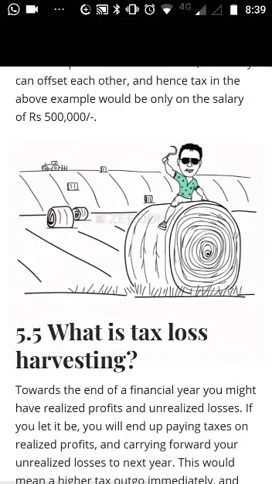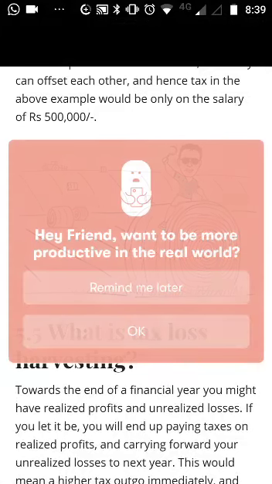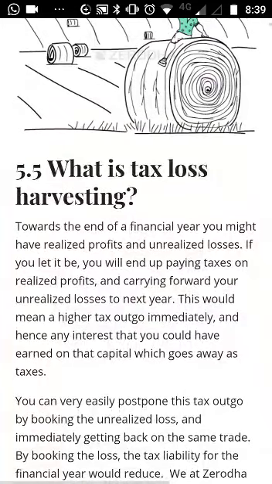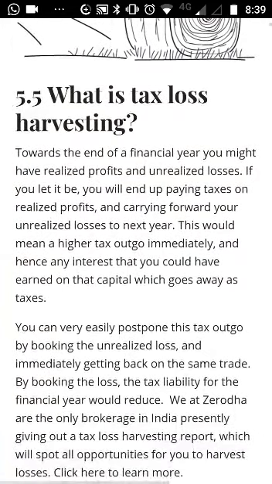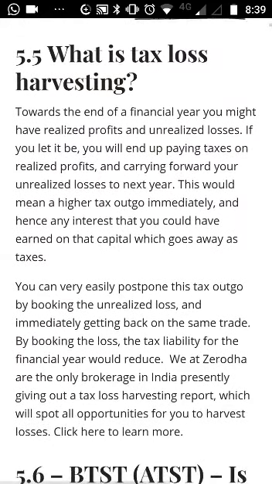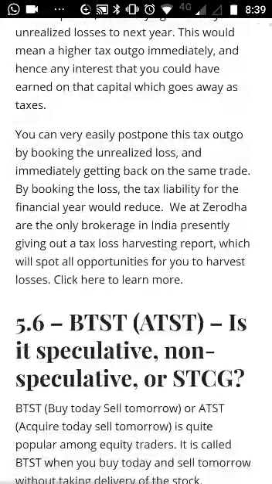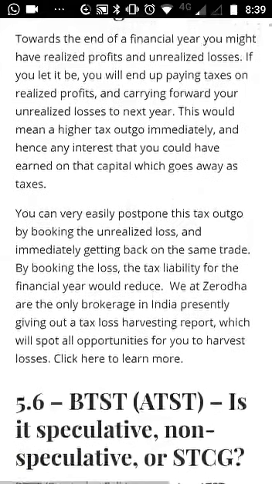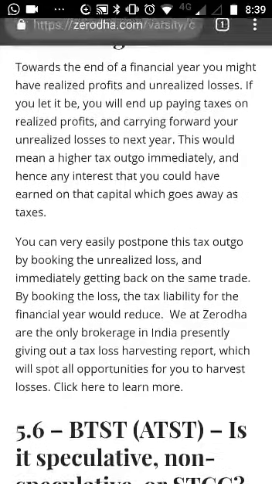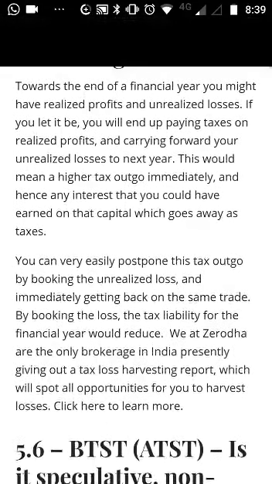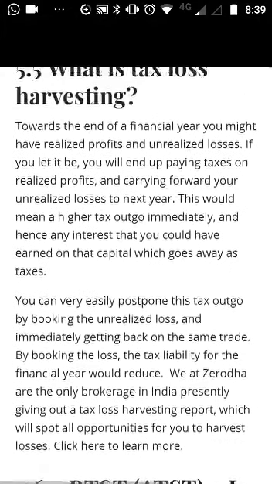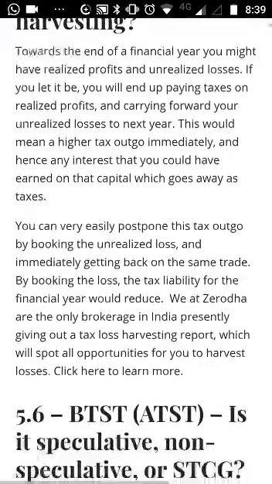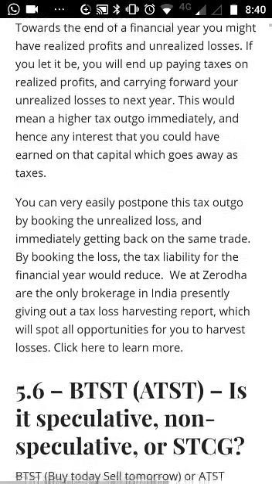Now, there are a few examples on tax loss harvesting. If you are just taking the profits and leaving unrealized losses, you will end up paying taxes on your realized profits and carrying forward your unrealized losses to next year. This would mean a higher tax outgo immediately, and hence the interest you could have earned on that capital goes away as taxes. You can very easily postpone this tax outgo by booking the unrealized loss and immediately getting back into the same trade. By booking the loss, the tax liability for the financial year would reduce.